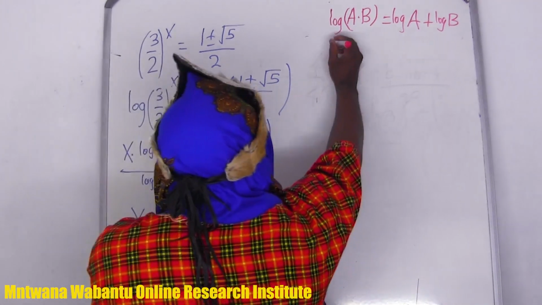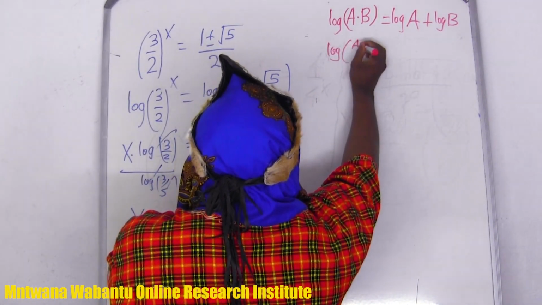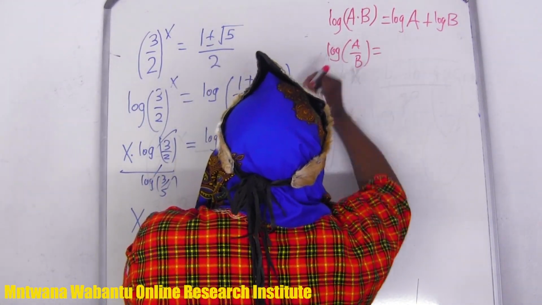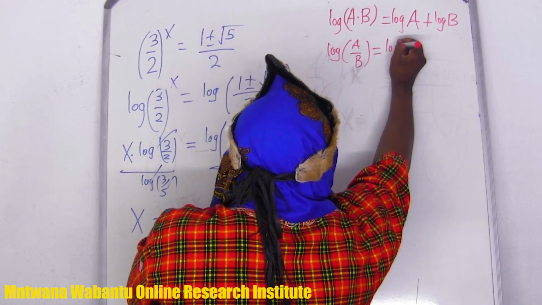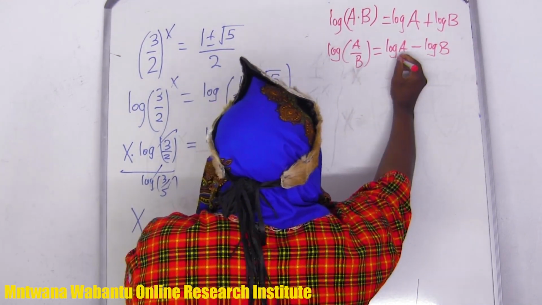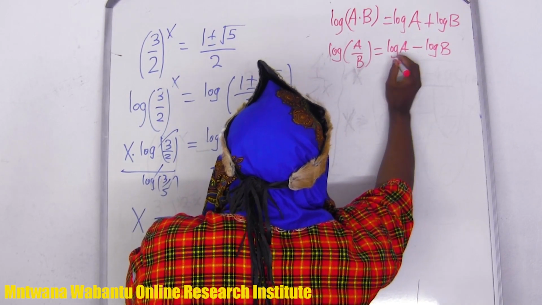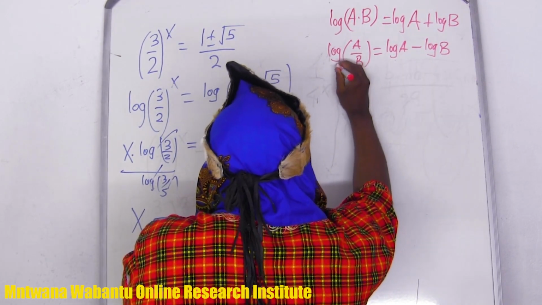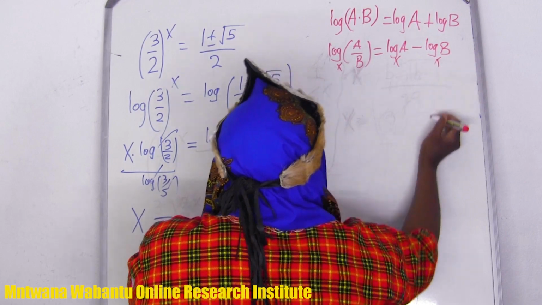But if it's division, let's say a over b, I mean, a and b can be anything. This is the same as log of a, and then you minus log of b. But remember, they must have the same base. If this is, let's say, any base, let's say x, this means it has base x, base x.